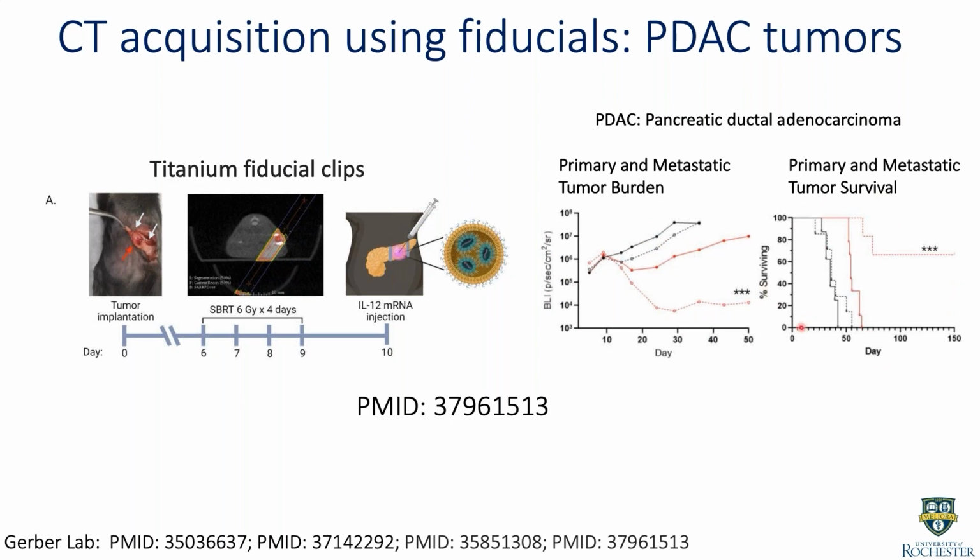And this is survival going out to 150 days in this pancreas tumor model. And we see survivors for animals that were treated with radiation and IL-12 using this fiducial marker. So it established a really nice model to look at metastatic disease.